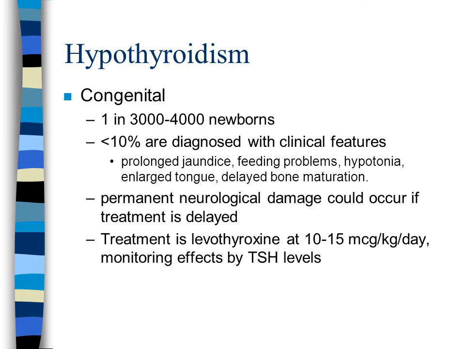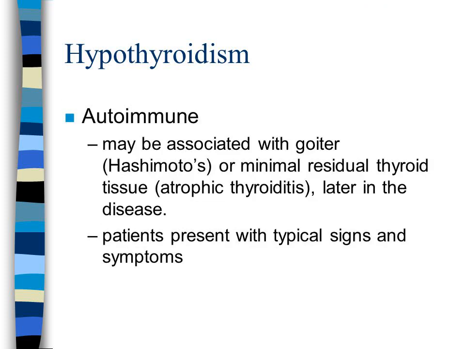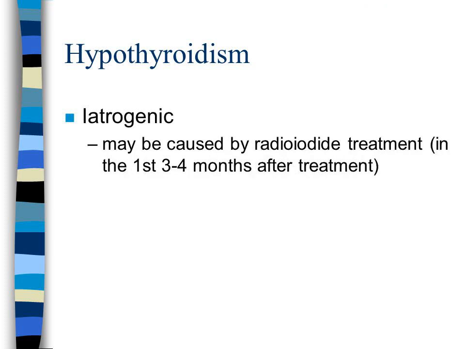Treatment is levothyroxine at 10 to 15 micrograms/kg/day. Monitoring effects by TSH levels. Hypothyroidism, autoimmune. May be associated with goiter, Hashimoto's, or minimal residual thyroid tissue, atrophic thyroiditis, later in the disease. Patients present with typical signs and symptoms. Hypothyroidism, iatrogenic. May be caused by radioiodide treatment, in the first 3 to 4 months after treatment.